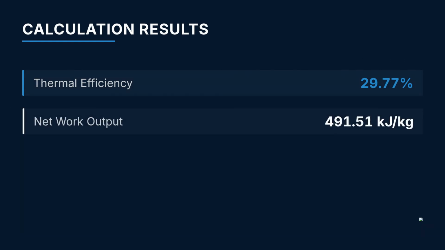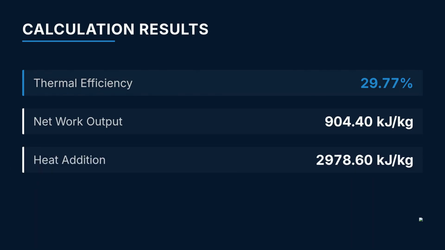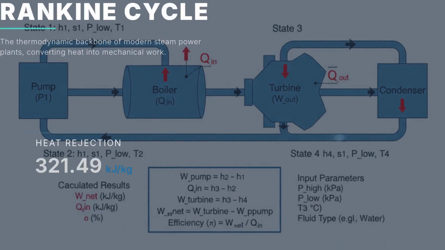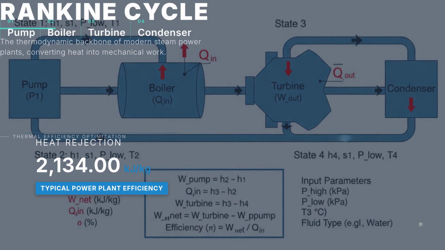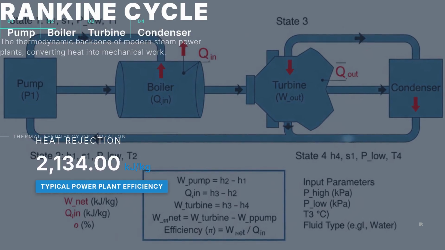After clicking Calculate, we get a thermal efficiency of 29.77%, net work output of 904.40 kilojoules per kilogram, heat addition of 3038.40 kilojoules per kilogram, and heat rejection of 2134.00 kilojoules per kilogram. The status shows this is typical power plant efficiency.